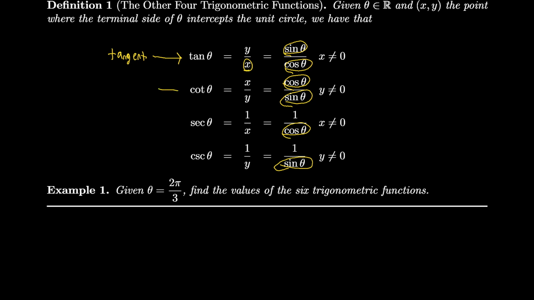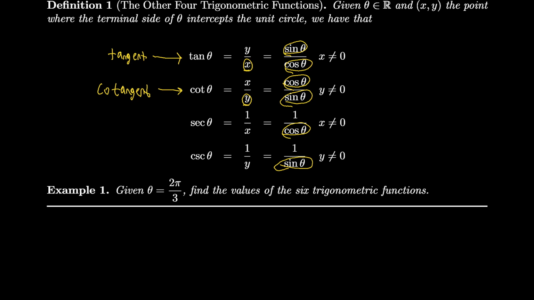Next, you have the cotangent function. It is exactly the opposite of tangent. It's actually 1 over tangent. It's x over y, or cosine over sine, as long as y isn't 0. That is, sine isn't 0. So cotangent is just the cosine over the sine, or the x-coordinate over the y-coordinate. You all already know that the tangent is just the y-coordinate over the x-coordinate.